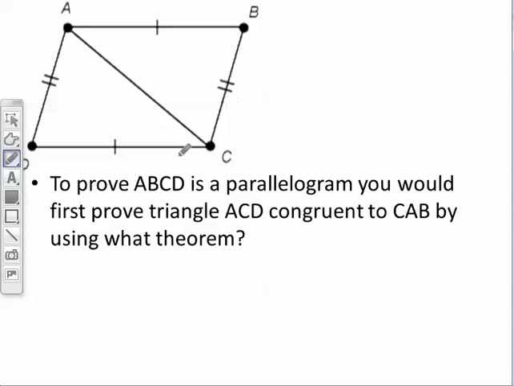This one: to prove that quadrilateral ABCD is a parallelogram, you must first prove that triangles ACD congruent to triangles CAB by using what theorem? Well, I don't know why they phrased the question that way, but they're wanting me to prove triangles ACD congruent to CAB. I need to make certain I know what triangles they're talking about there, because that's going to be confusing if I can't figure that out, okay?